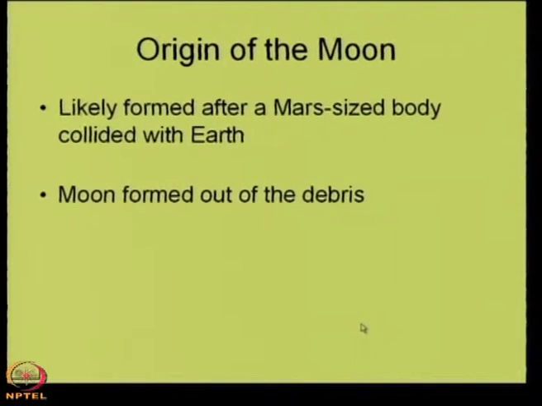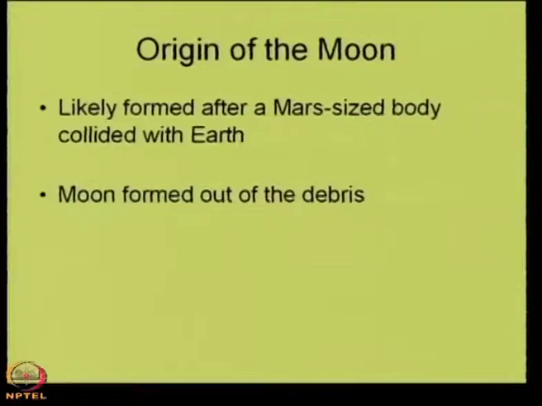Let us briefly touch upon the question: we have learned how the solar system originated, now how did the moon originate? It is believed that it possibly formed by the impact of a Mars-sized body on the earth. An object comparable to Mars possibly collided with the earth, and this collision led to debris, and some of it got scattered off the earth in that impact, and one of those pieces of debris is the moon.